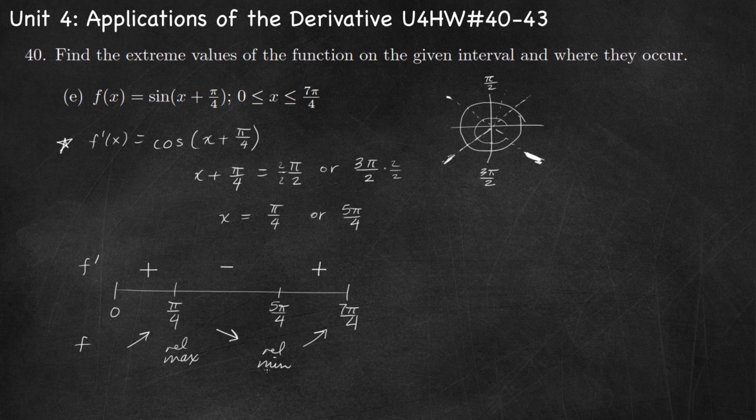Now we really don't know if these relative extrema are the absolute extrema, or if one of the endpoints is going to be the absolute extreme value. So we have to check. We go back to our original equation and evaluate our relative max and mins, so f of pi over 4 and f of 5 pi over 4. And then I also want to check my endpoints, f of 0 and then f of 7 pi over 4.